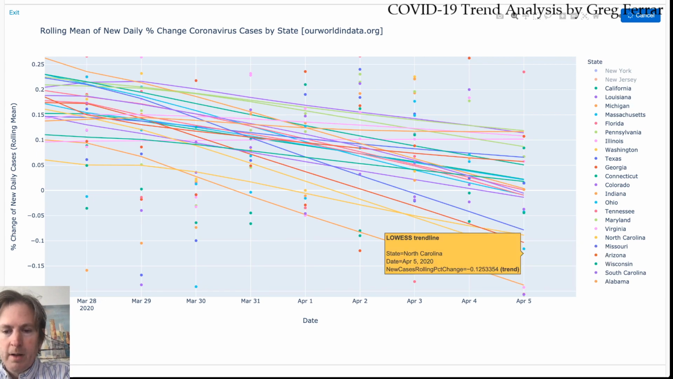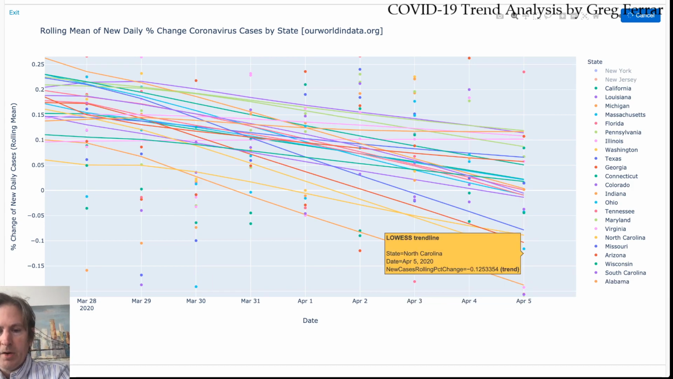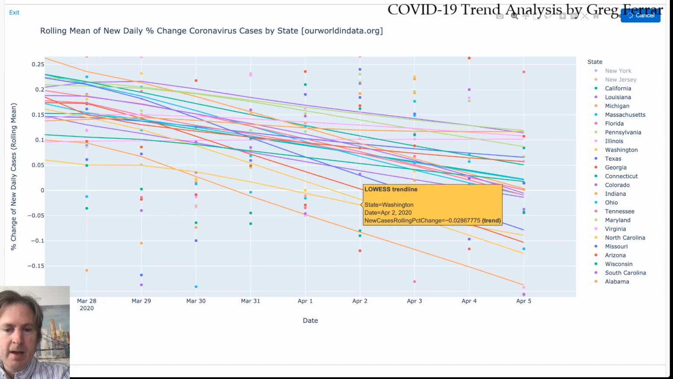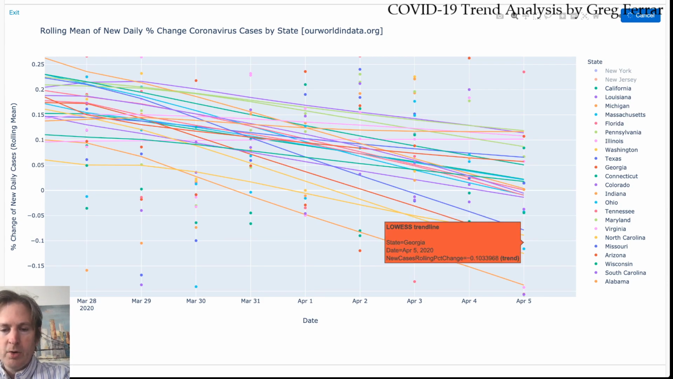Michigan is doing very well in decreasing its growth rate: 15% fewer cases each day. North Carolina, 13% fewer new cases each day. Washington State, 9% reduction of new cases each day.